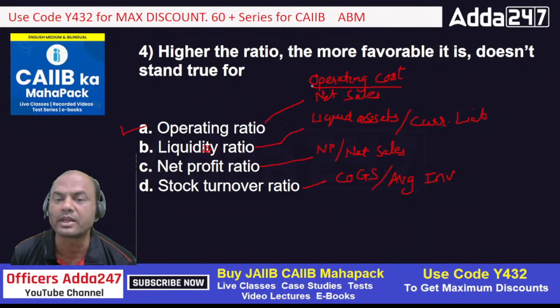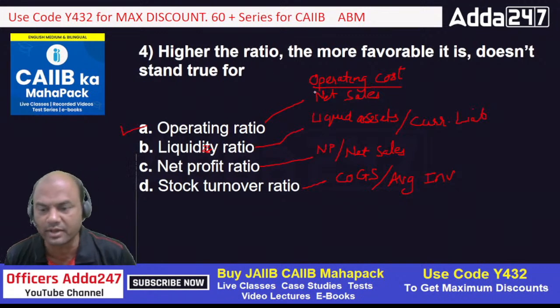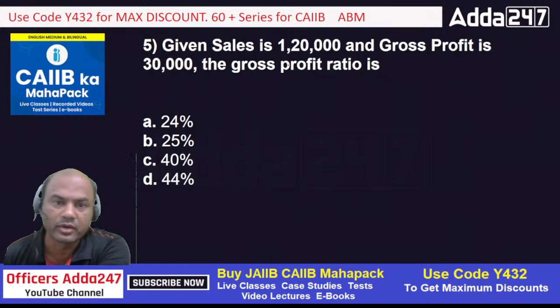Means what? If operating ratio is high, means what happens? Operating cost goes up. So cost going up, is it good for the customer? No. So that's why operating ratio, if it is higher, it is bad for the customer. Okay, got it everyone? Okay.